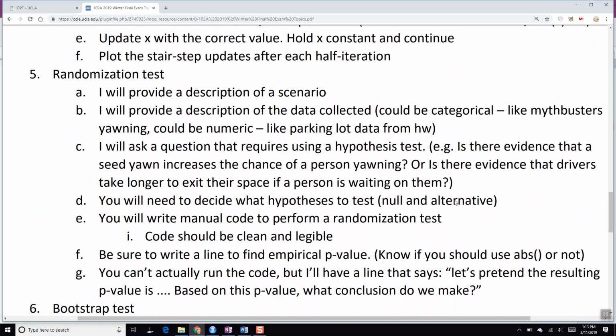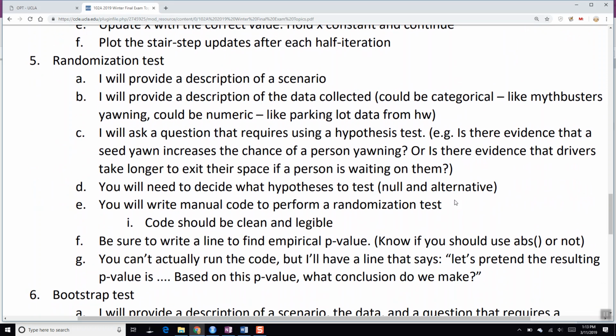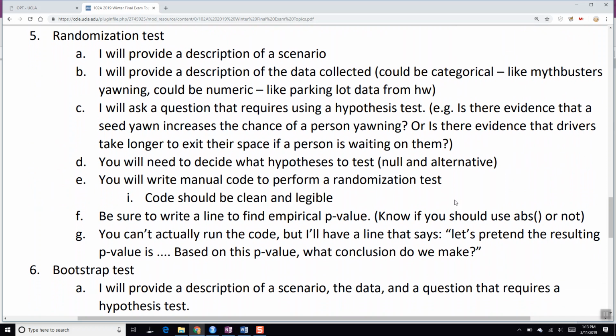And then you will manually write some code by hand to perform a randomization test, okay? Your code needs to be written clearly and legibly, and it needs to be correct. And you've got to make sure you include some kind of line to calculate or find the empirical p-value. And maybe that requires you to know whether you need to use the absolute value or not.